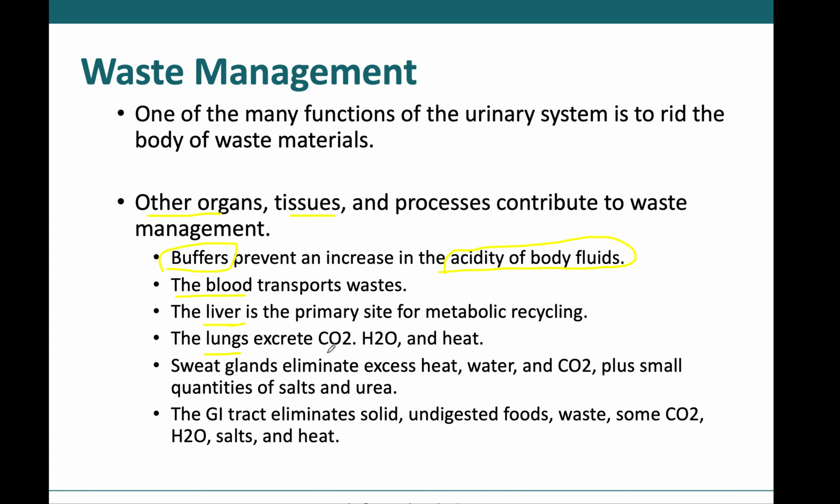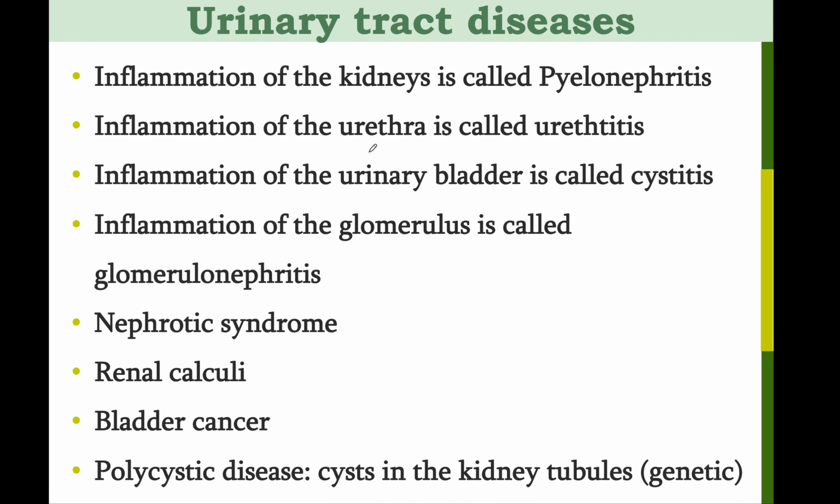Lungs excrete carbon dioxide along with water and heat. Sweat glands excrete urea, salt, and water, and then the GI tract also excretes undigested food, waste, water, salt, etc. But the very important system is the urinary system. It gets rid of a lot of body waste materials, especially the nitrogenous wastes.